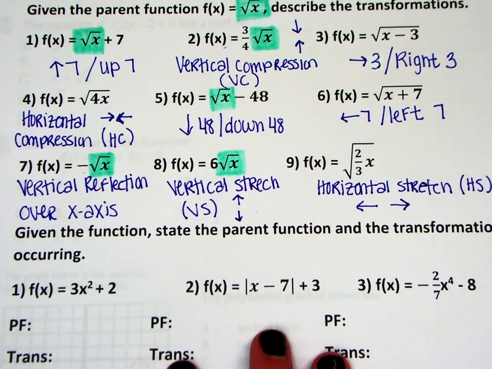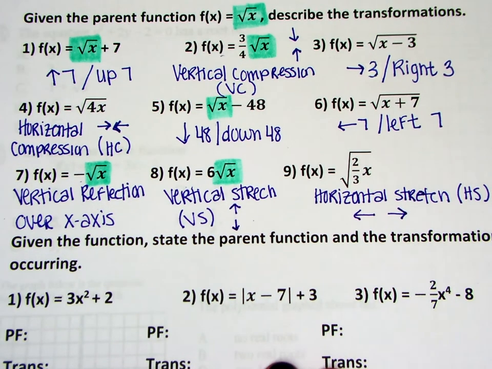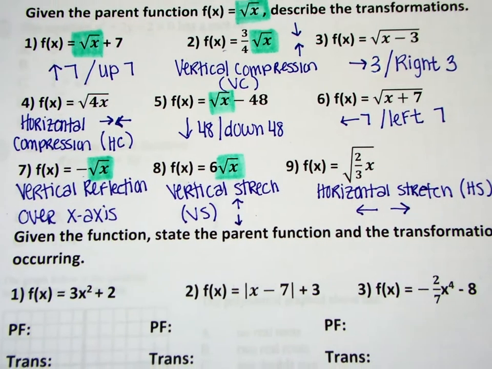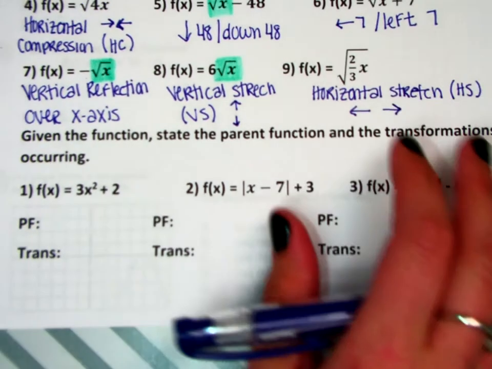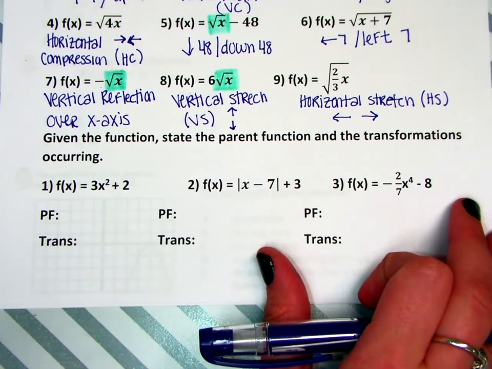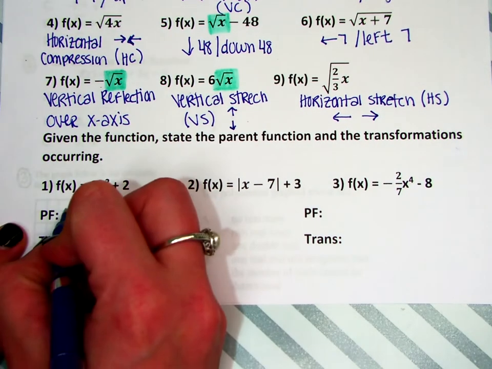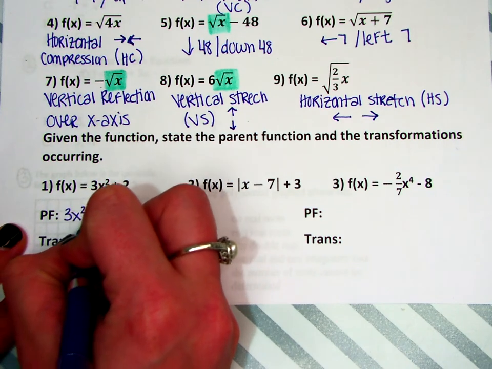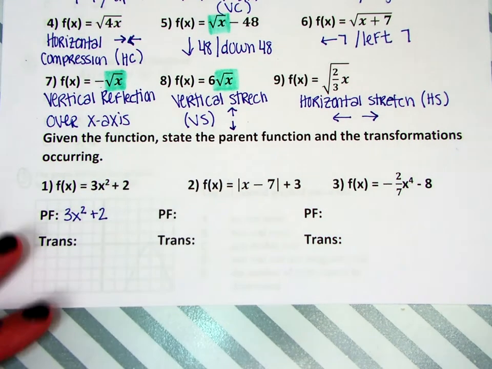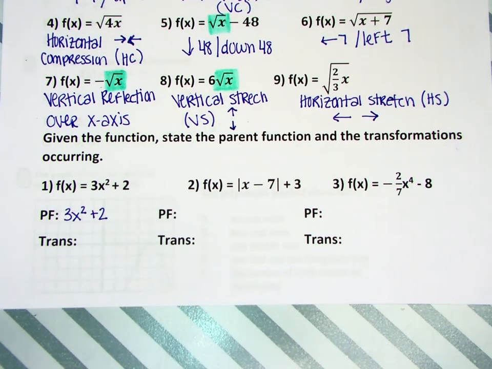Hopefully this makes a little bit more sense than it did yesterday. I'm hoping that just kind of going over page 4 again will have it make more sense, and using the chart is helpful. So down at the bottom, we want to, given the function, state the parent function and the transformations that are occurring. So remember, to find the parent function, I'm going to write the whole function right here, 3x squared plus 2. To find the parent function, you remove any coefficients and any constants, keeping the exponent.